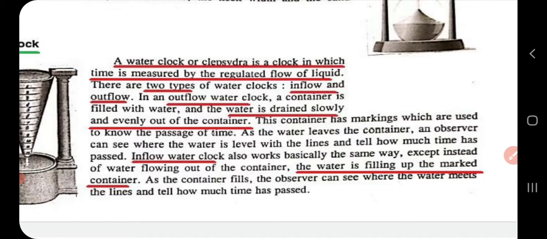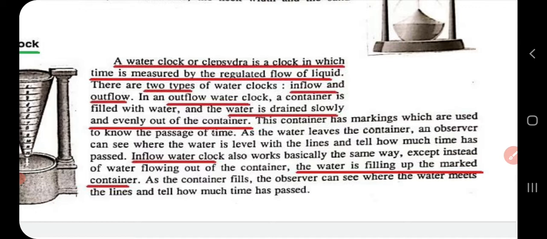Now let us know about the inflow water clock. It works basically in the same way, except that instead of water flowing out of the container, what you see here is how much water is filling inside the container. That is, the water is filling up the marked container. As the container fills, the observer can see where the water meets the lines and tell how much time has passed. That is the technique behind these two types of water clocks.